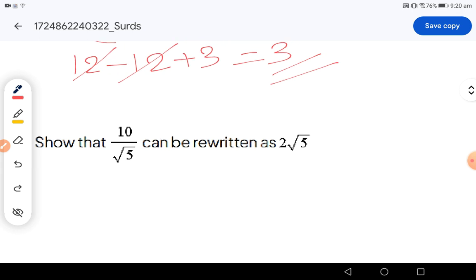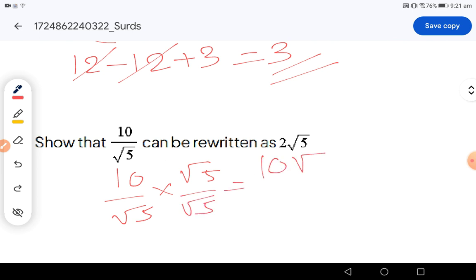Show that root 5 by 10 by root 5 can be rewritten as 2 root 5. So again, rationalize root 5. Multiply by root 5 and divide by root 5. So here 10 root 5 by 5. 5 times 2, 10. So 2 root 5. It's proved.